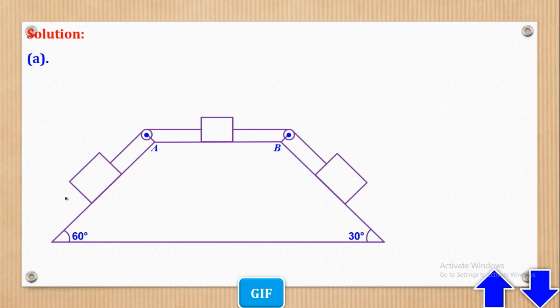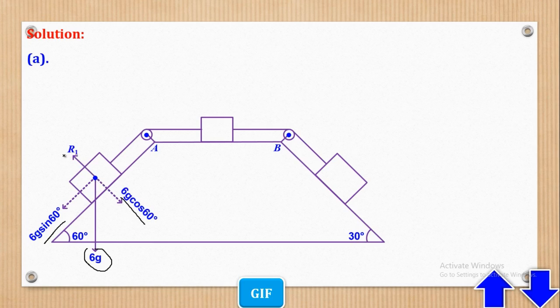Remember, like we have already said, the first force to show is the weight. So let's start with this one. The weight has to act vertically downwards for the 6 kilograms, so the weight will be 6g, where g is acceleration due to gravity. Because it's on an inclined plane, there will be two components. One will be the component parallel to the plane, and that will be 6g sine 60 degrees. The component perpendicular to the plane will be 6g cos 60 degrees. Because of this, there will be a normal reaction which will be R1. So that is for this mass.